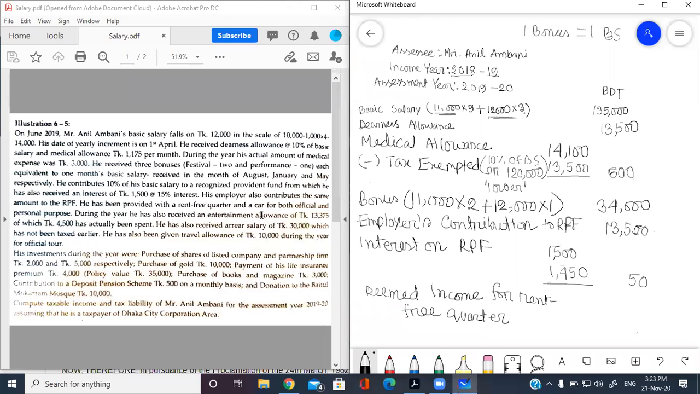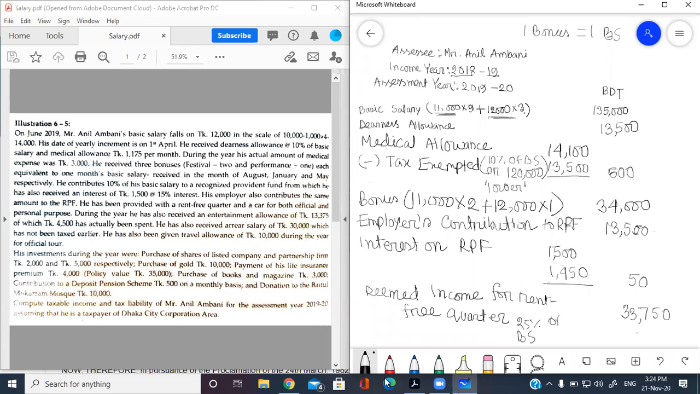So just what you need to do is take the 25% of basic, and take that amount as the final deemed income for rent-free accommodation. So for 135,000, the 25% amount will be 33,750. Okay.